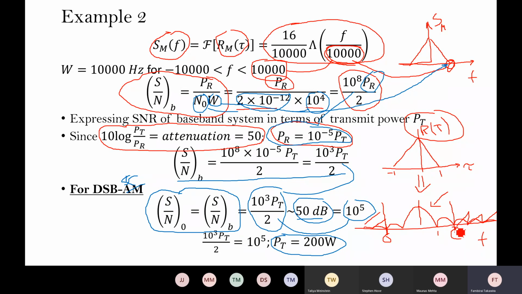Am I getting your question? Yeah. So then, is there a convention as to how many of the side lobes to consider, or is that completely up to the person implementing it?